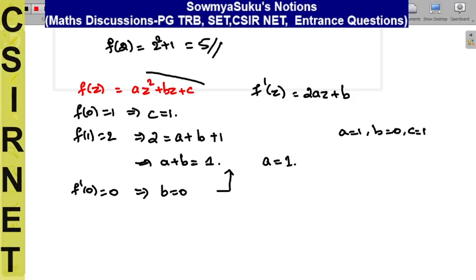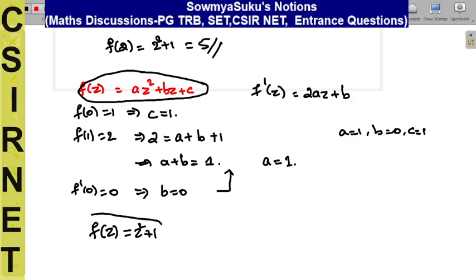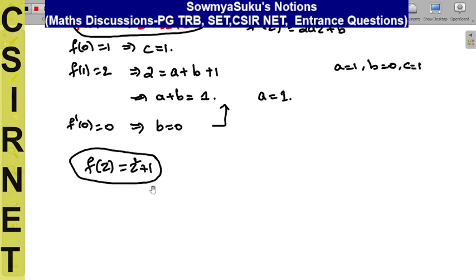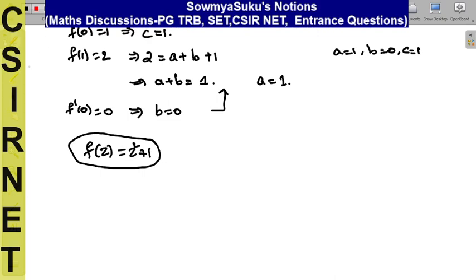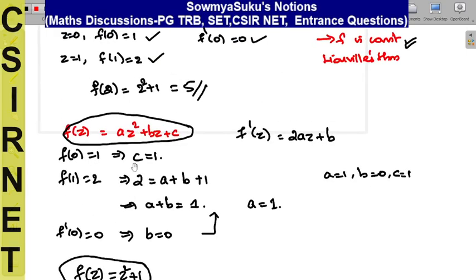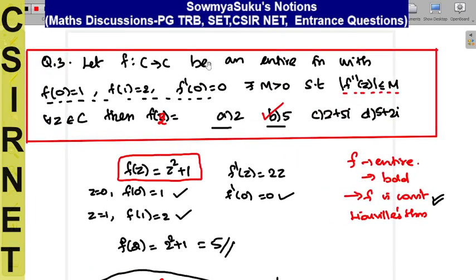Substituting these in the function, f of z is equal to 1 times z square, plus 0, plus 1. So the function I took at the beginning is z square plus 1. Directly you can write that f of 2 is equal to 2 square plus 1, which is equal to 5. So option B is the right one.